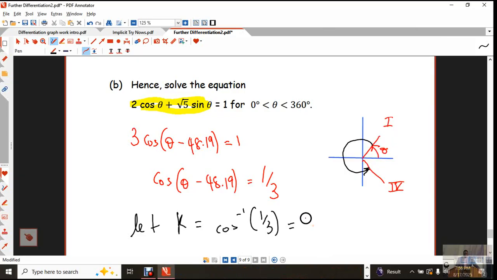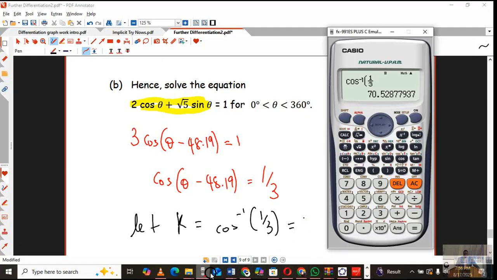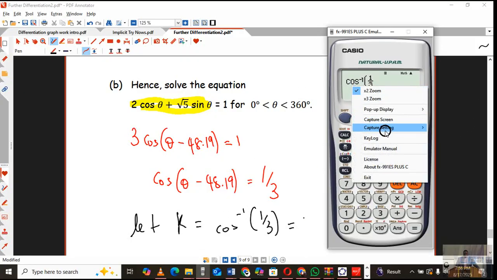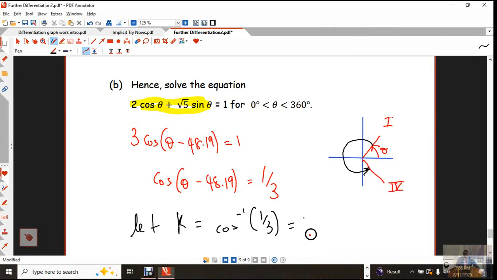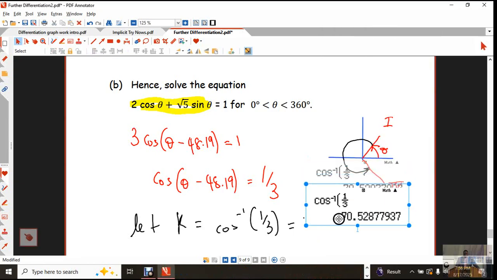Can I just leave it as 70.53? Okay, we just rewrite that or take a screen capture of that. So let's see, screen capture. All right, so this is the solution we have.